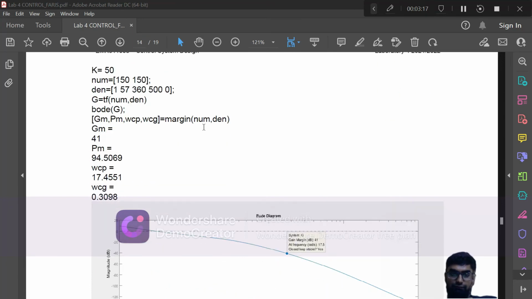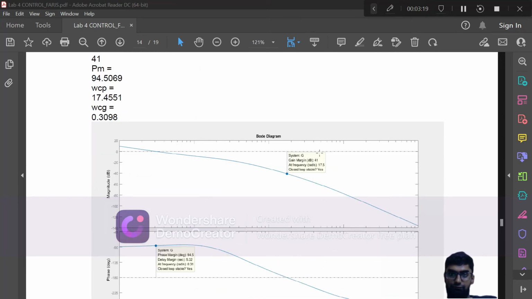And when k equals to 50, we get gain margin equals to 41, and phase margin equal to 94.5, the frequency 17.5, and delay margin 5.332.